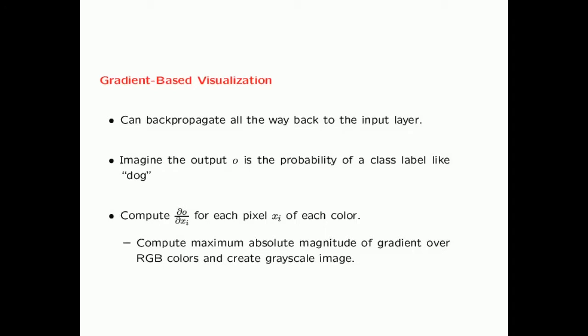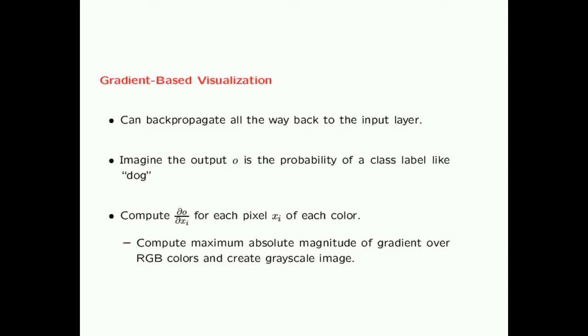Now, backpropagation has a number of useful applications. One very useful application of backpropagation is gradient-based visualization. In gradient-based visualization, one can backpropagate all the way back to the input layer. By doing so, it tells us which pixels in the input layer are responding to the output. So imagine a case where your output O is the probability of a class label like dog. Let's say you have an image containing a dog, and this output O, this probability lights up. It is a very high probability that it's a dog.